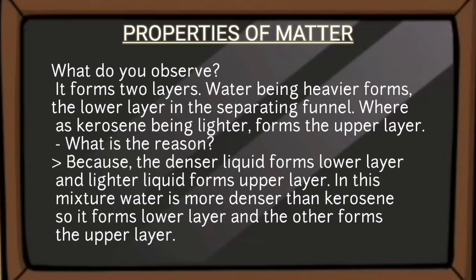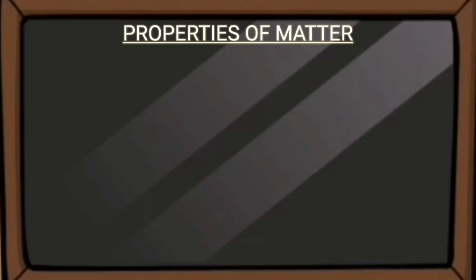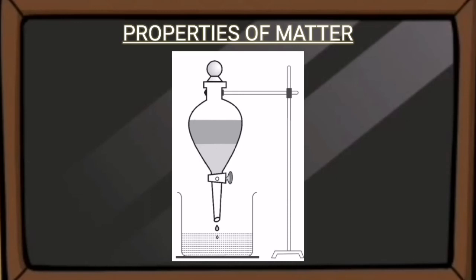Water being heavier forms the lower layer in the separating funnel, whereas kerosene being lighter forms the upper layer. What is the reason? Because the denser liquid forms the lower layer and the lighter liquid forms the upper layer. In this mixture, water is denser than kerosene, so it forms the lower layer and the other forms the upper layer. A separating funnel is an apparatus used for separating immiscible liquids from their mixture. Look at the picture showing the separation of a liquid mixture with the help of a separating funnel.